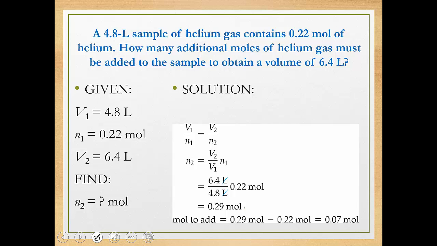Looking at a quick example of this one. If I have 4.8 liters of helium gas, and I measure the number of moles of that gas, I find that I have 0.22 moles of helium. Now, if I want to increase the volume of that gas to 6.4 liters, how many additional moles of helium do I have to add in there?